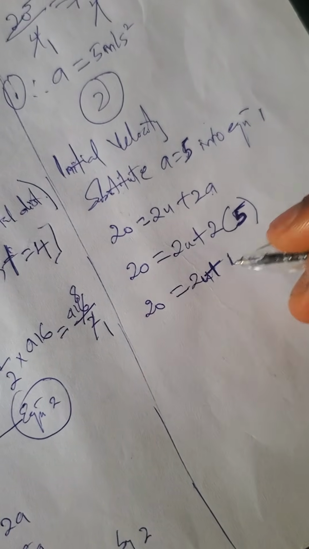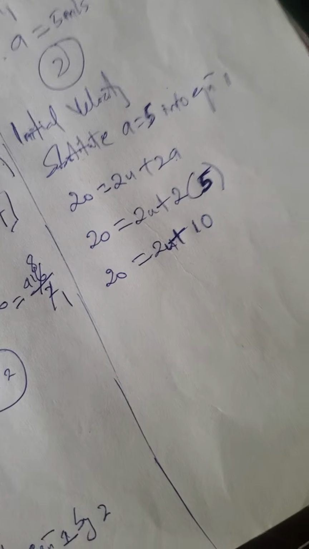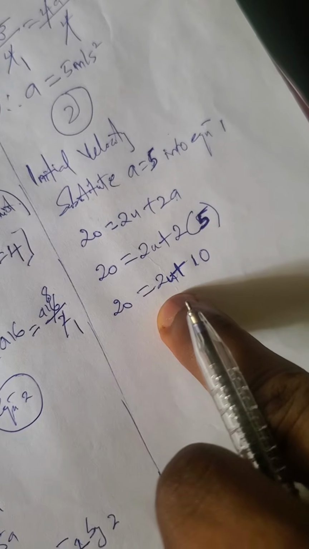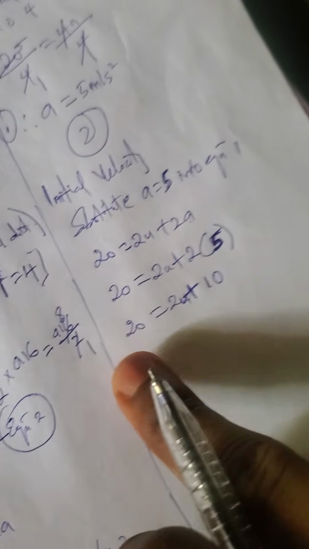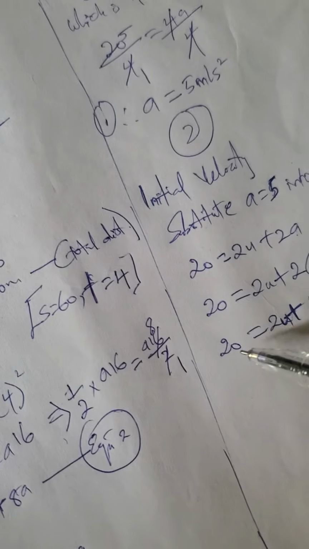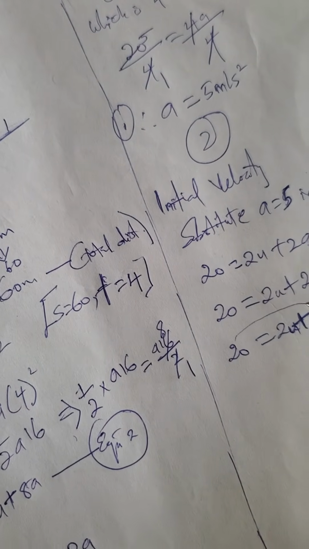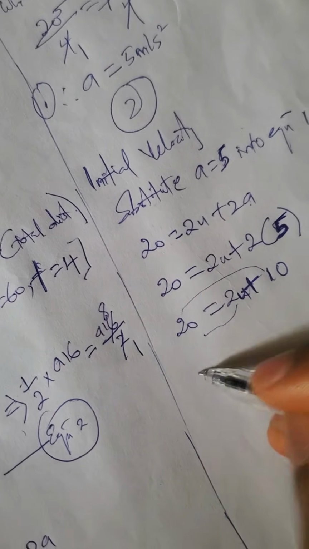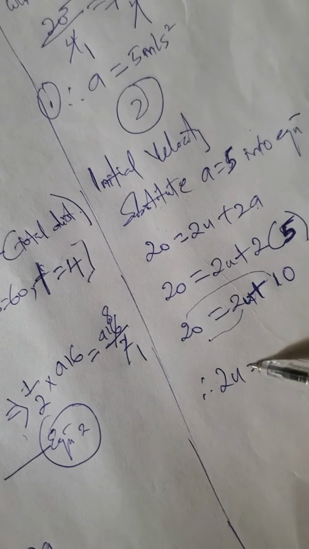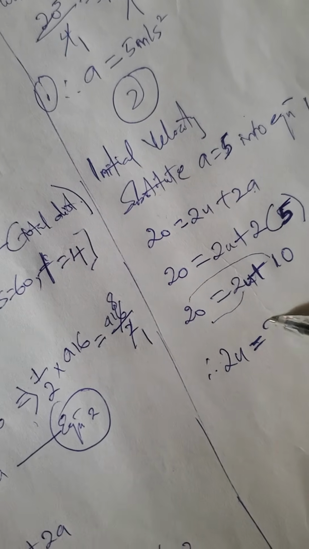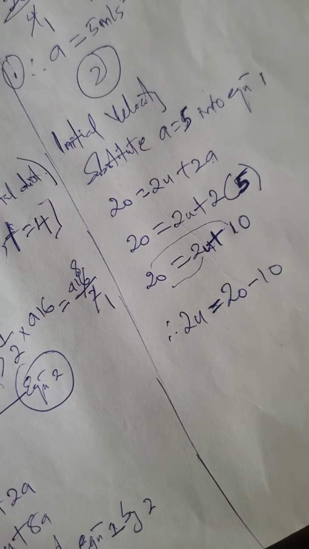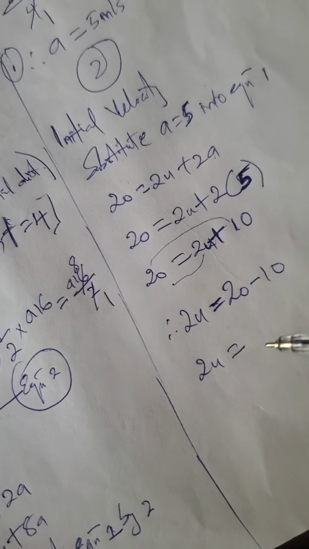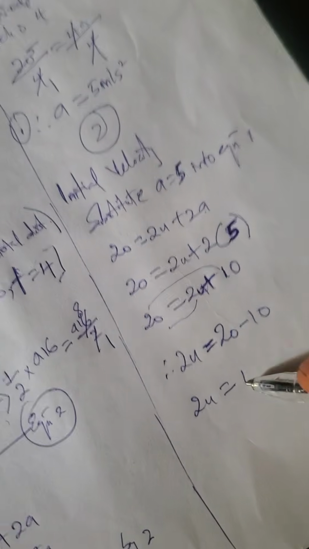10, okay? So now what are you going to do next? You're going to make this 2u stand alone. Then you're going to make this plus 10 cross to the other side. So therefore 2u will now be equal to 20 minus 10. Do you get 20 minus 10? So now 2u will be equal to what? 20 minus 10 will give you 10, if you want to use a calculator.